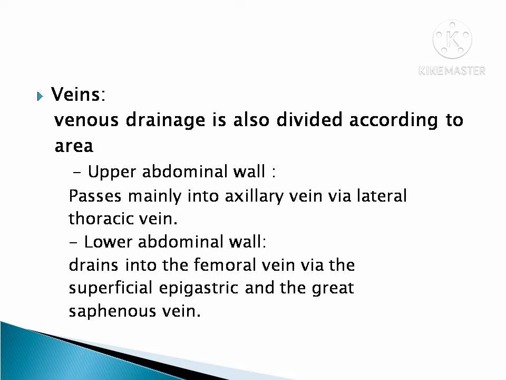Veins. Venous drainage is also divided according to the area. Upper abdominal wall passes mainly into axillary vein via lateral thoracic vein, and lower abdominal wall drains into the femoral vein via the superficial epigastric and the great saphenous vein.